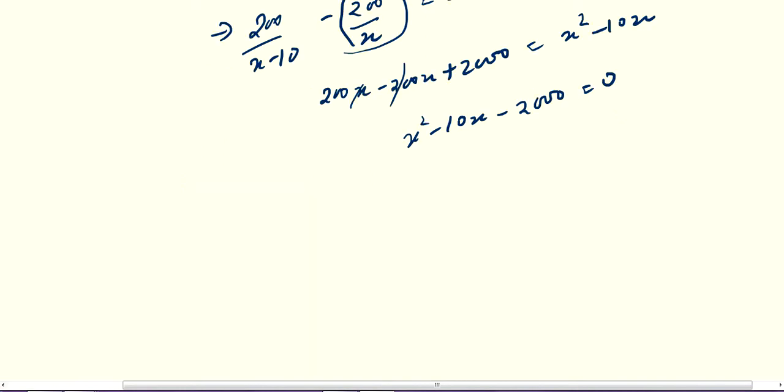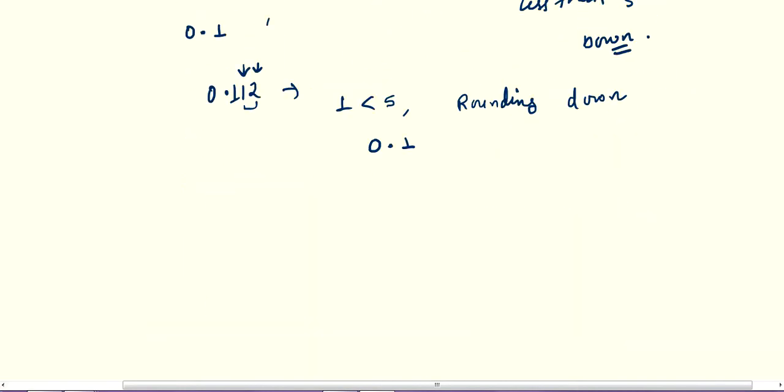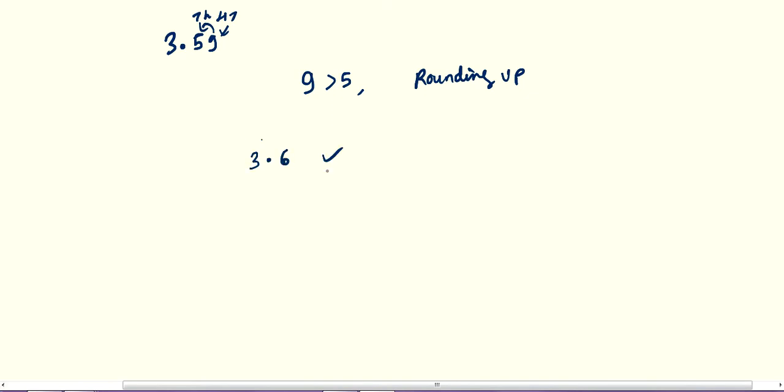Next is 3.59. Tenth position, hundredth position. So we have to pick the digit of the hundredth position, which is 9 here, and as you know 9 is greater than 5. So this is the case of rounding up. So 9 will give 1 to the next digit. So this 5 will get 1. So 5 plus 1, 6. So 3.59 can be rounded off to the nearest tenth as 3.6.